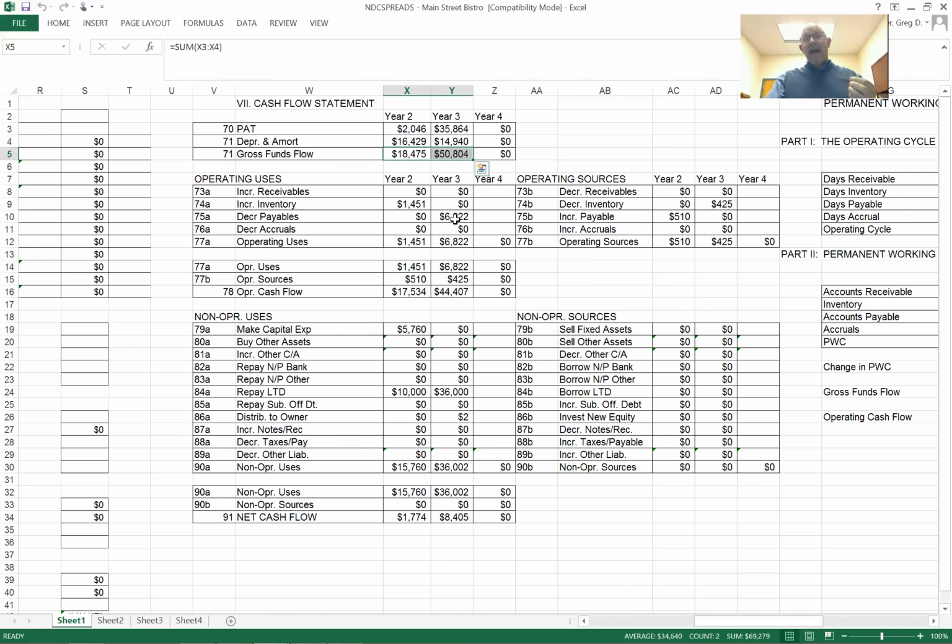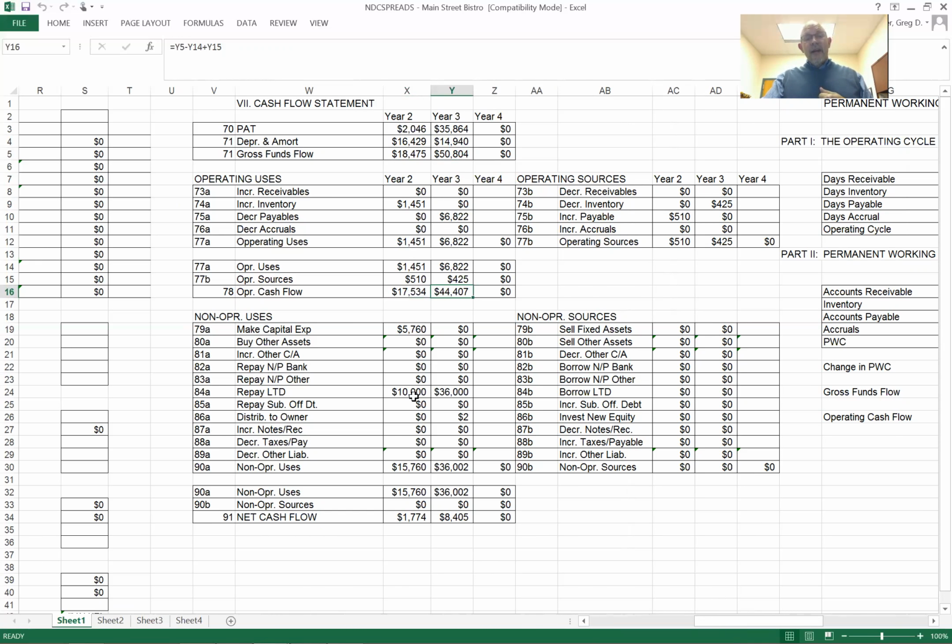We're keeping that cash, we're using that cash longer. And then our cash flow, as you'll see down here, between uses and sources, went from $17,500 to $44,000. Okay, so of these gross funds flow, this is what we use some of that cash for.